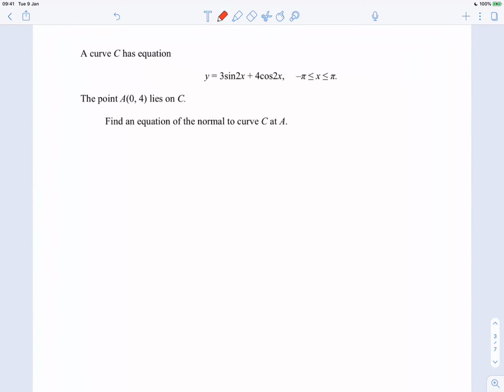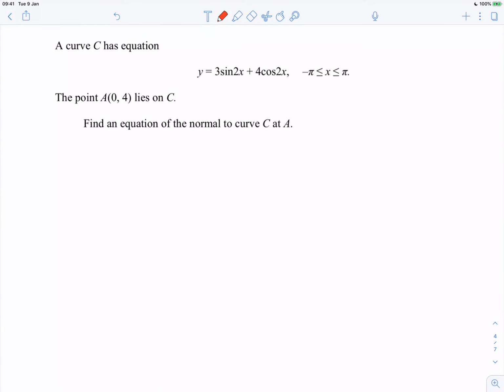Okay, next part. A curve C has equation y equals 3 sine of 2x plus 4 cosine of 2x, where x is in radians between minus pi and positive pi. The point A, (0, 4), lies on C. Find an equation of the normal to C at A. Okay, pause it. Give yourself a chance to try it if you want.